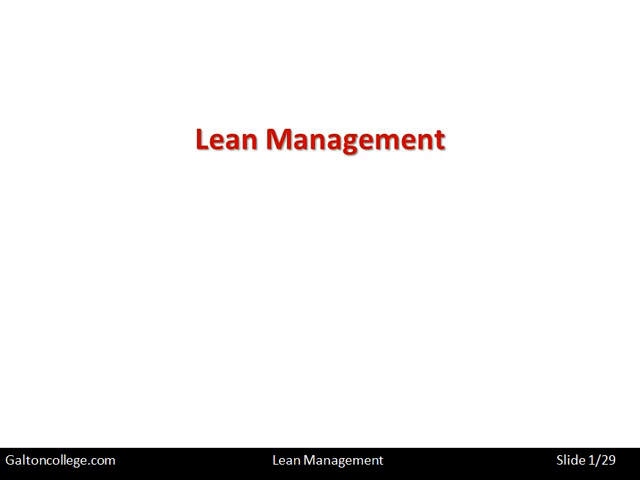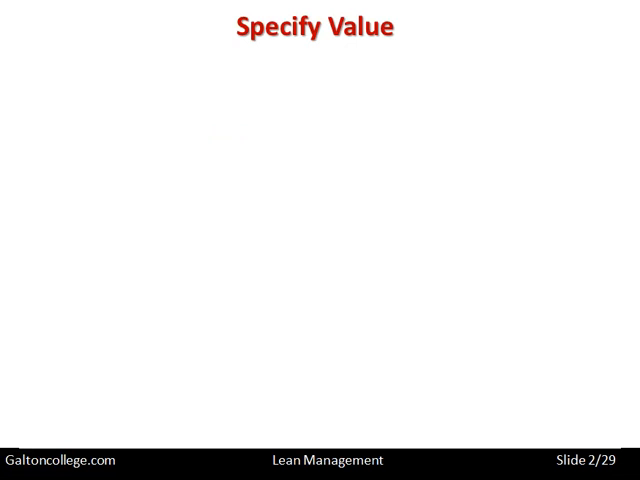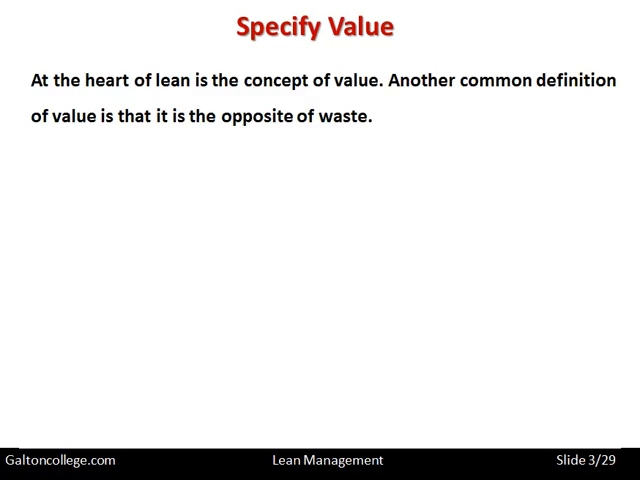So let's start with this one. We're going to first of all talk about how to specify value and what is meant by value in this context. At the heart of lean management is the concept of value. Another common definition of value is that it's the opposite of waste. So we start by contrasting two extremes. One is value and the other is waste.